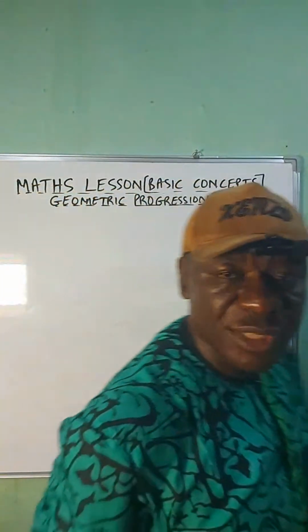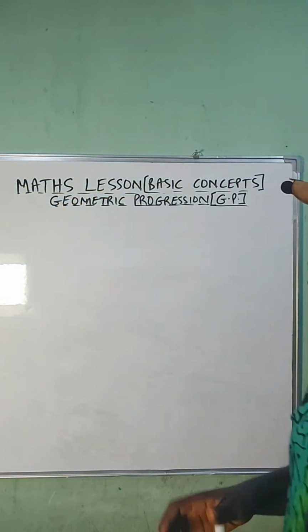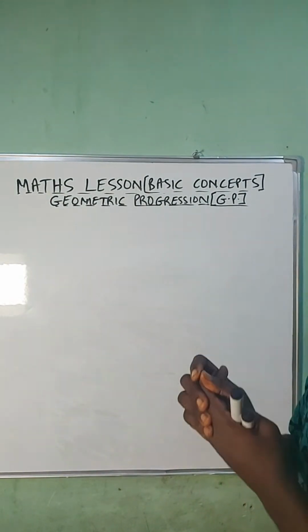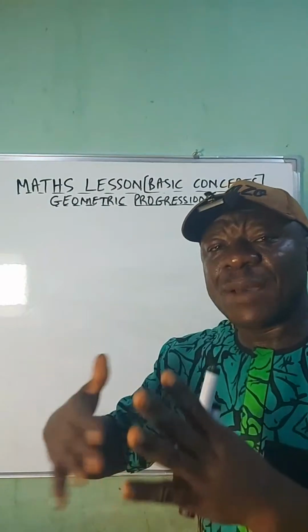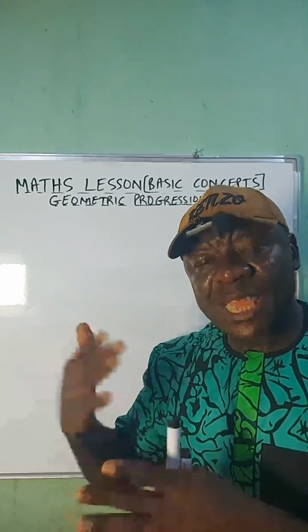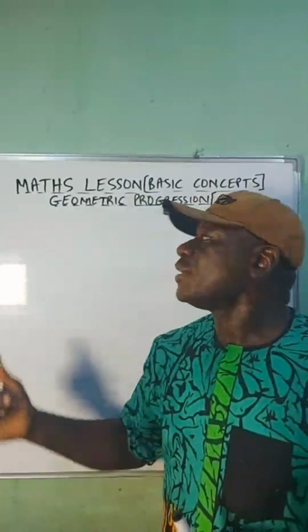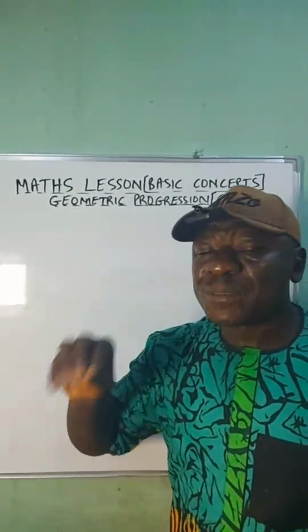Yes, geometric progression, GP. So in the case of geometric progression, now we'll be talking about common ratio, not common difference. AP is all about addition. And so that's why we talk of common difference. And in AP, we subtract. But GP is all about multiplication.